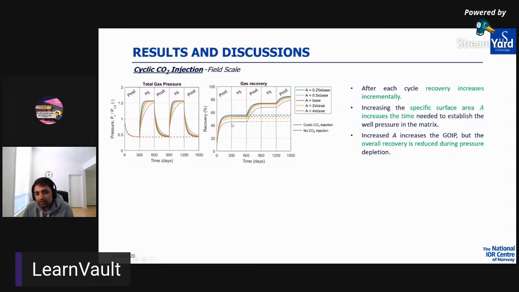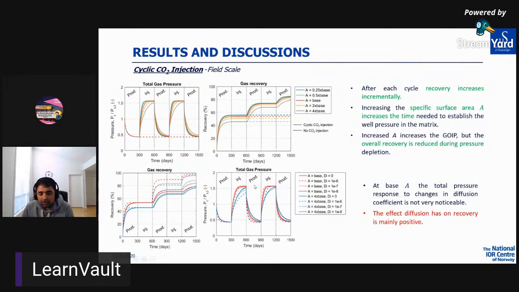You can see that it is like this until the natural pressure depletion. Then after 600 days, because of CO2 injection, it jumps. So your CO2 is able to replace methane, and your methane recovery, the gas recovery, is increasing significantly. If it were just pressure depletion, it would be around 40%, but with CO2 injection, it has gone up to around 80%.